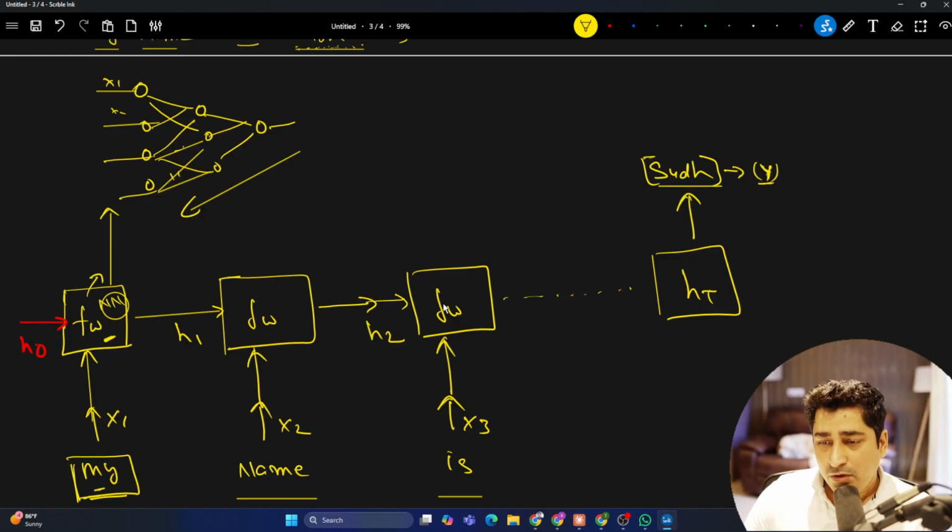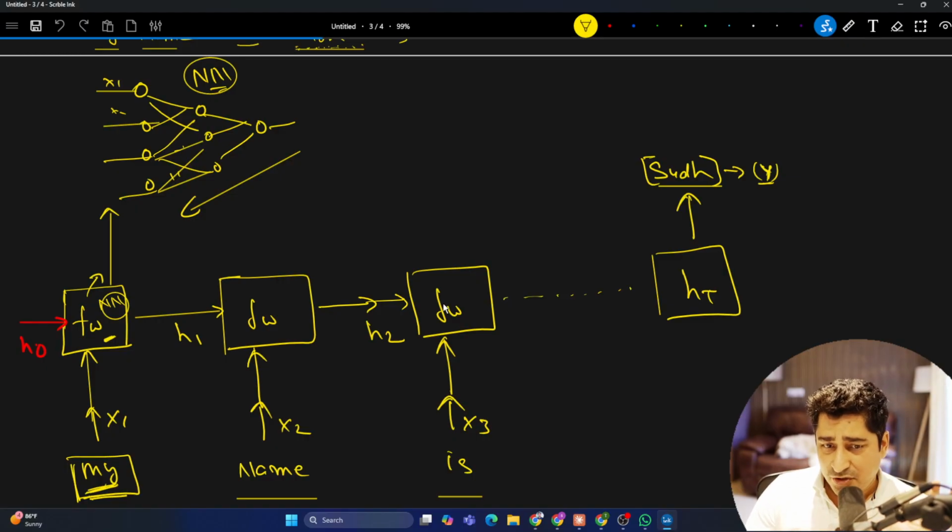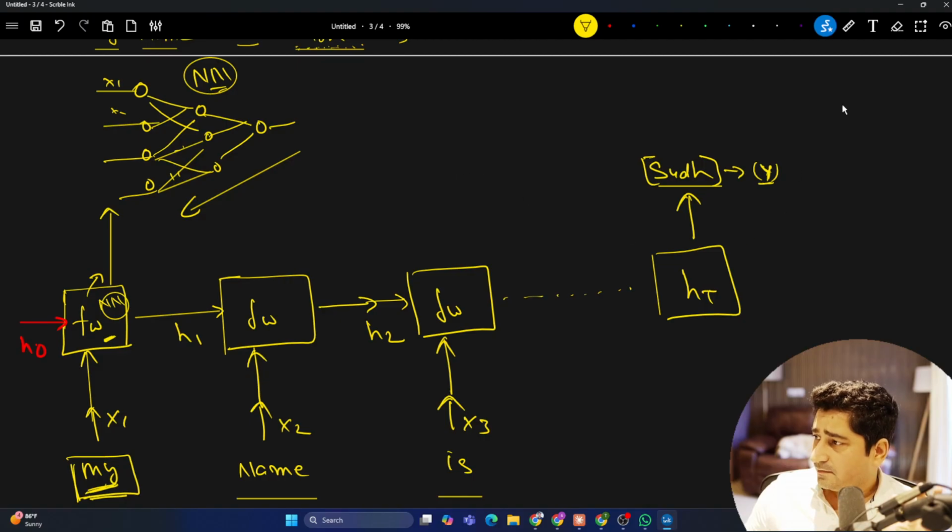So how are you going to provide my as an input inside this neural network? Any idea, guys? I believe my question is very clear to all of you: how am I going to provide my as an input into this neural network? For example, this is the neural network that I have.